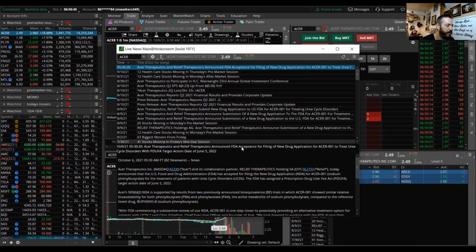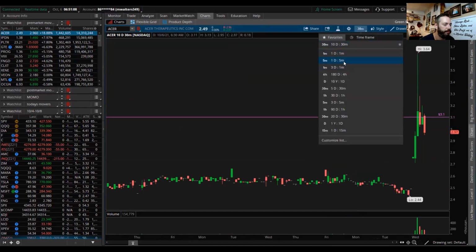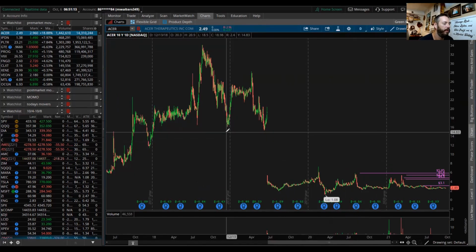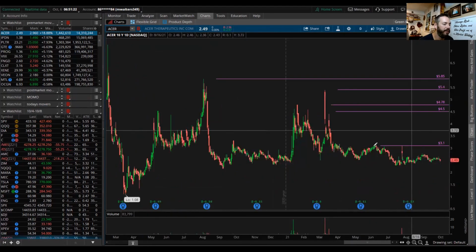This announces, okay, FDA acceptance for filing of a new drug to treat users. I don't know. So that's the catalyst. So what do I do after that? I go into this. I want to see the daily chart. So it looks like a couple of years ago, you have a big drop off here for a gap fill up to 15s. If you dial it in even more to what we're looking at, these are the levels.